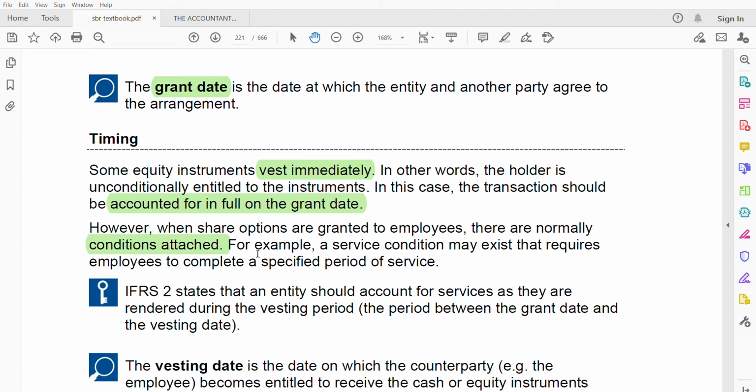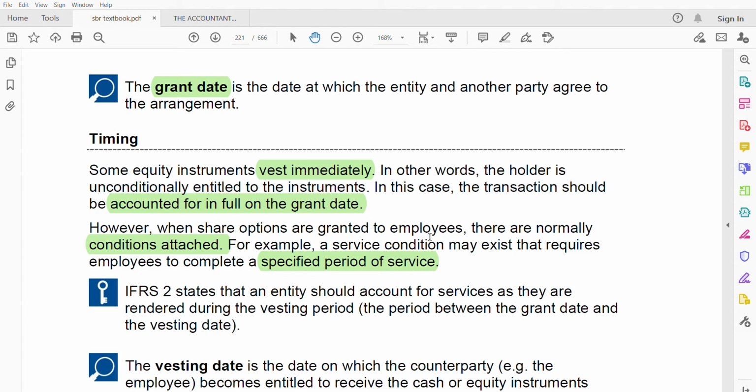One example is a service condition may exist that requires employees to complete a specified period of service. This is a very common condition. That means this many years they have to provide service to that organization before they are entitled to their share options. Not every employee in the organization gets the share options.